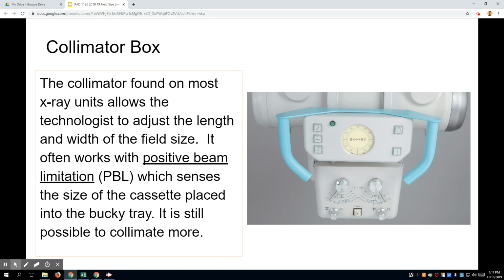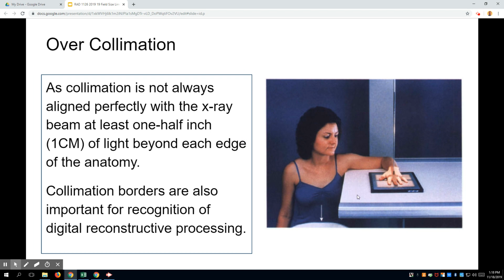With film, the magnification only happened when you changed things like SID or OID, but there was no change just because of the size of the image receptor.